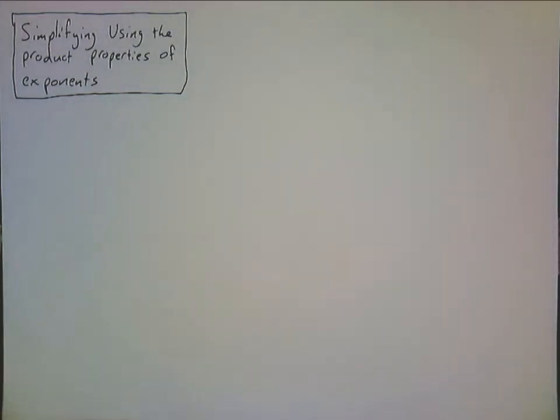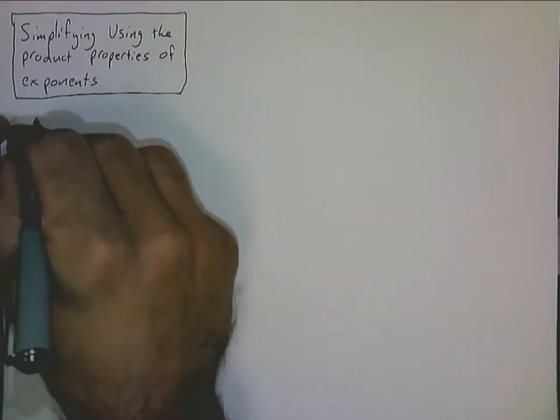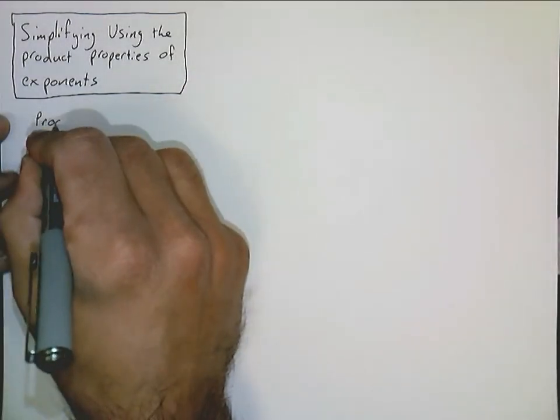Today we are going to be talking about simplifying algebraic expressions using the product properties of exponents. There are three properties we're going to talk about today. The first one we call the product rule.